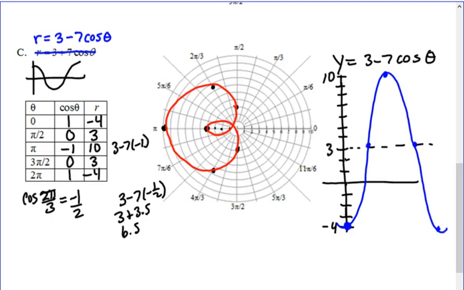Okay, so notice the loop is occurring at pi. It's sort of an upside down graph. This is kind of weird because if you look at the different radii, I have a radius of negative 4, then a radius of 3, then a radius of 10, then a radius of 3, and then a radius of negative 4. So it's exactly these radii that are the same as the y values on this graph. So just to show you what it would look like.